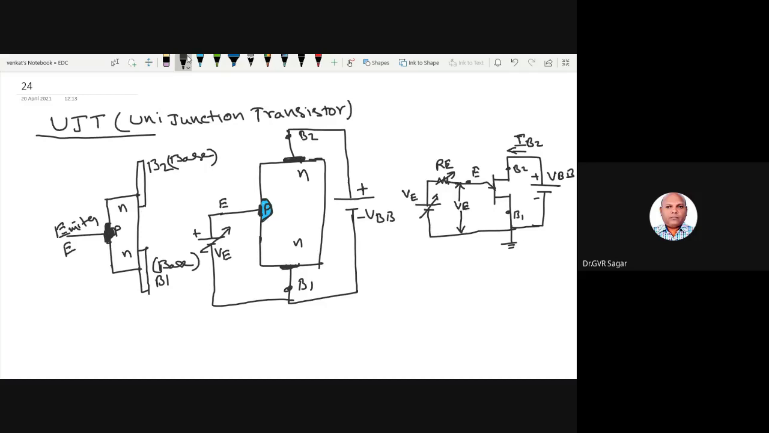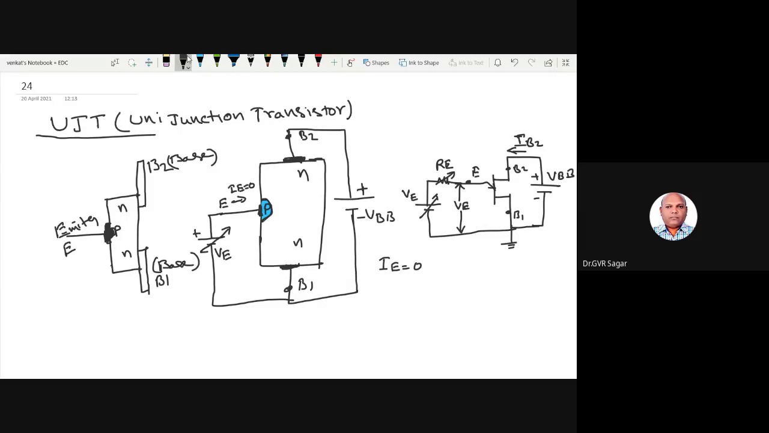So initially, when IE is equal to 0, what happened? When IE is equal to 0, it means no emitter current is flowing here. Suppose IE is equal to 0, for example. Then the resistance between base 1 and base 2 is called the inter-base resistance. What is the meaning of this?